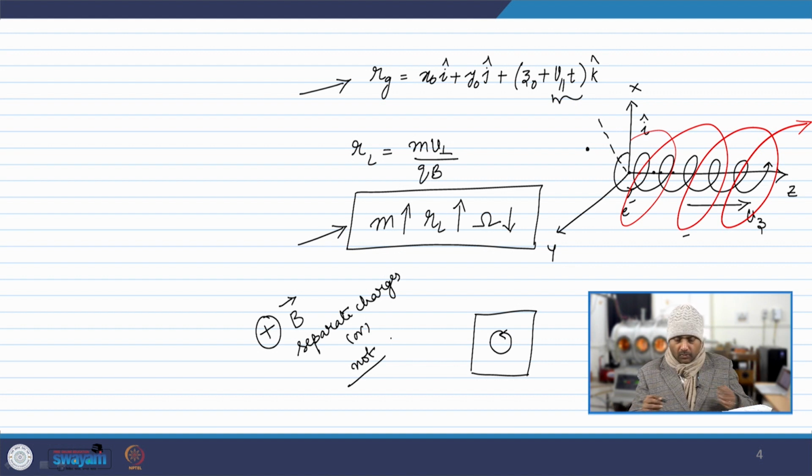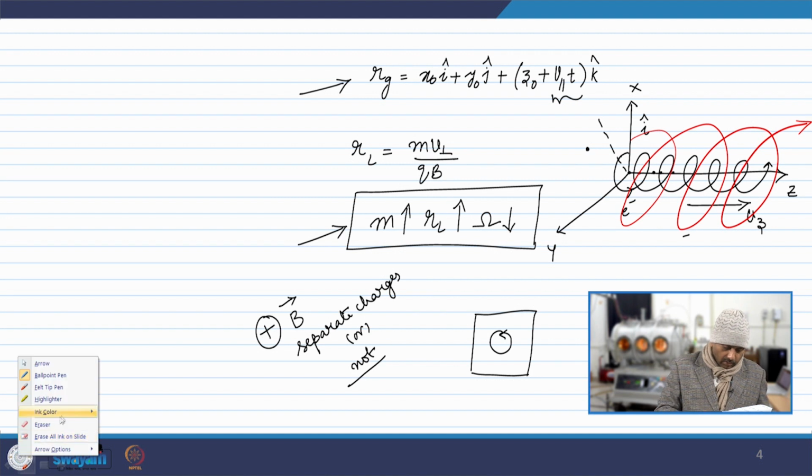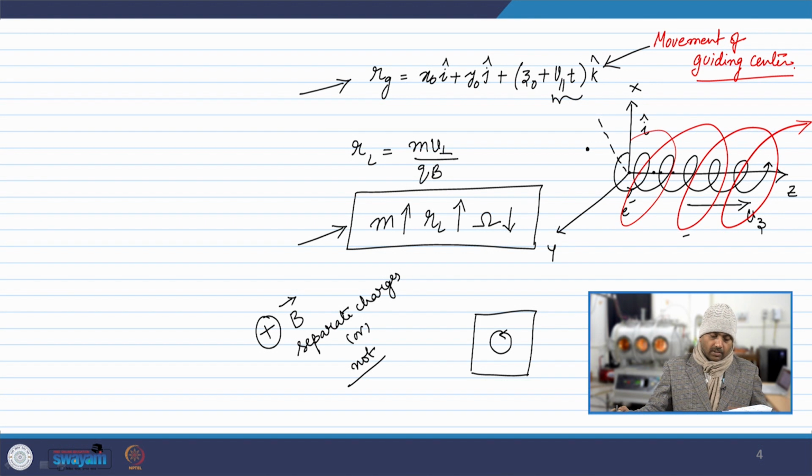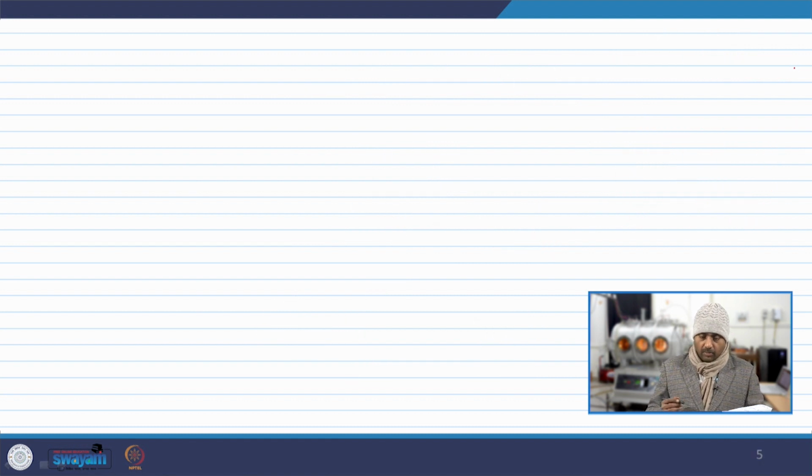Now, coming back to this gyration, or the guiding center. So, what is this equation Rg giving you? It is giving you the movement of the guiding center. This is the movement of the guiding center. The charged particle will move in a helical path in the presence of an external magnetic field. So, you always keep that in mind, how the particle's trajectory can be drawn within a given coordinate system, right.